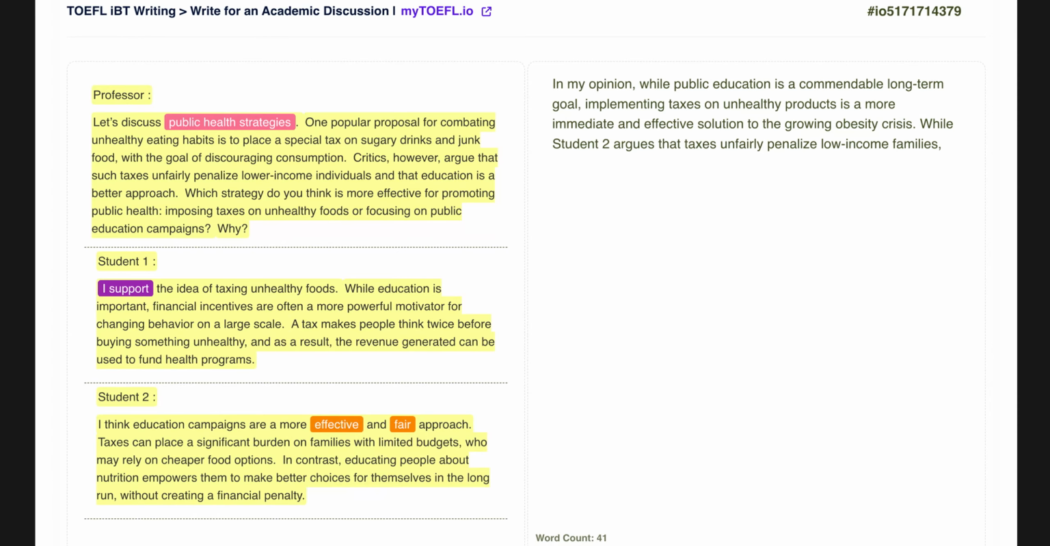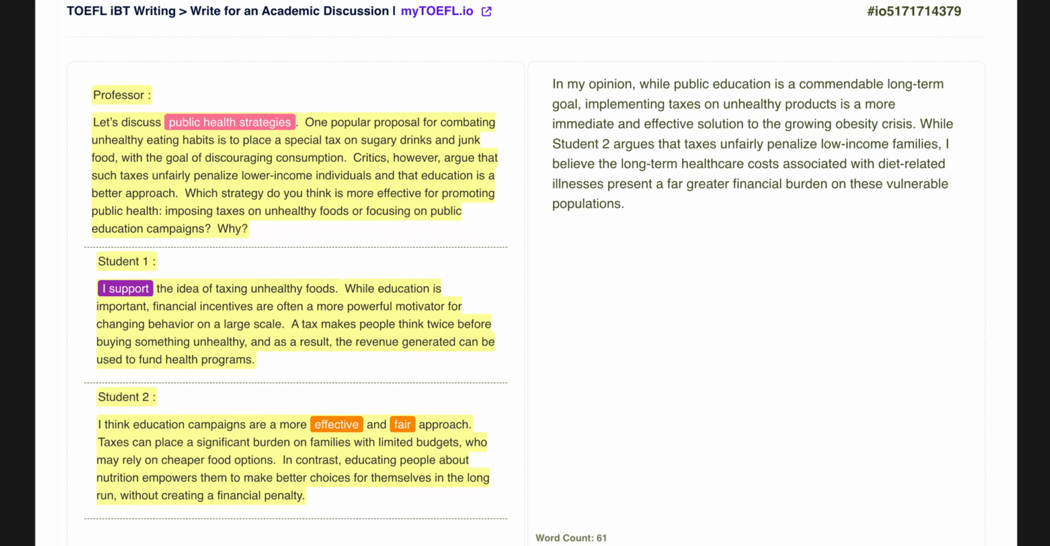Then we pivot by writing, "I believe the long-term healthcare costs," to introduce a deeper financial perspective. We add detail with "associated with diet-related illnesses" to be precise about the health issue. Finally, we conclude that these costs present a far greater financial burden on these vulnerable populations. This is a sophisticated way to flip the opponent's argument and use it to support your own position.